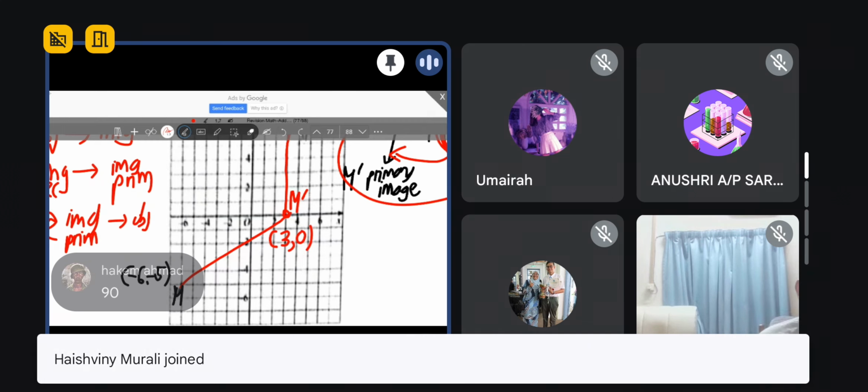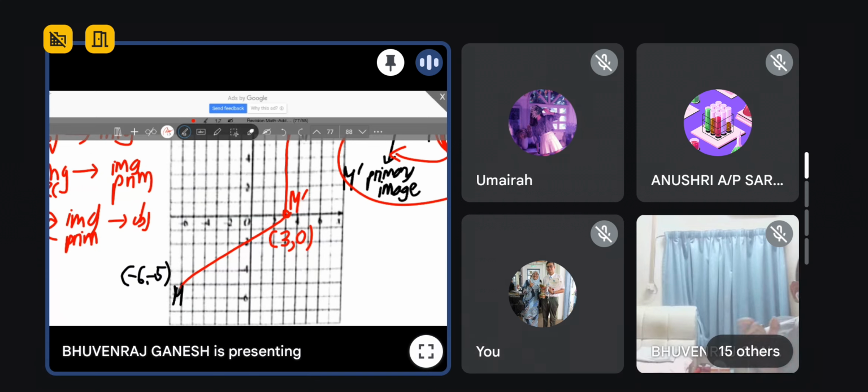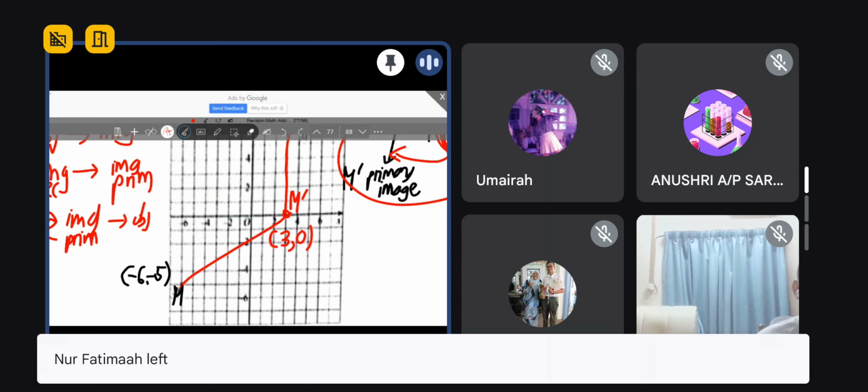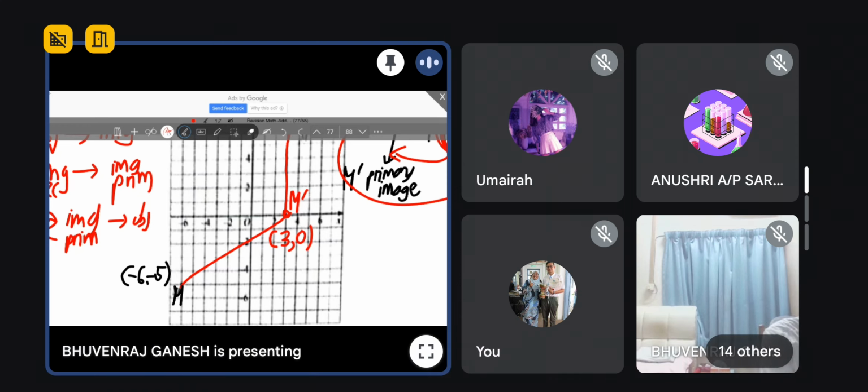Now, where is the center? For those who say draw a bisector, you can only use that when you have more than one point. If you have more than one point, then only you can draw a bisector. So from here, you must guess a bit. Where can I form the 90 degrees? You try and see.